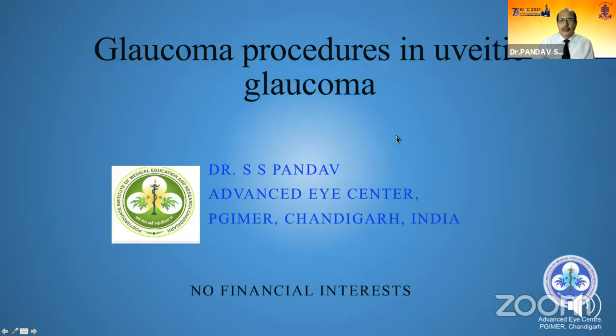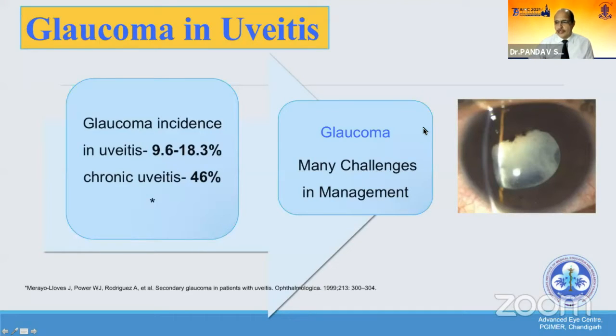As you said, glaucoma and uveitis is challenging, and it's also quite common, actually. If you look at prevalence in uveitis patients, almost 10 to 20% of uveitis patients would end up with high pressures at some point of time or the other. And in chronic recurrent cases, this figure is actually quite high. It could go up to 50%.